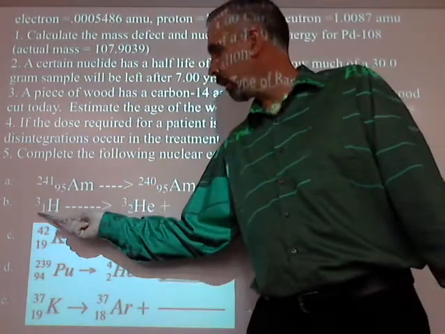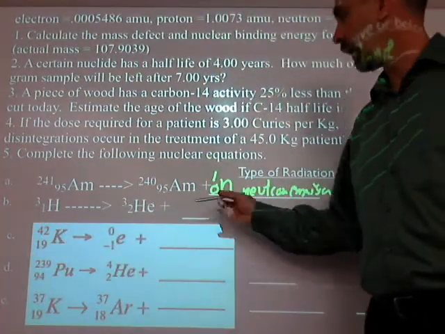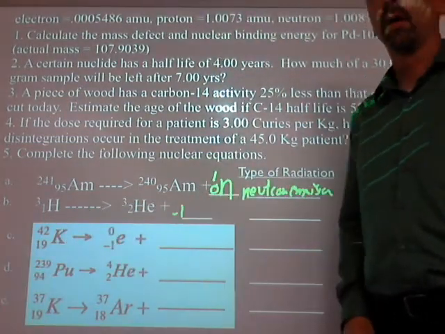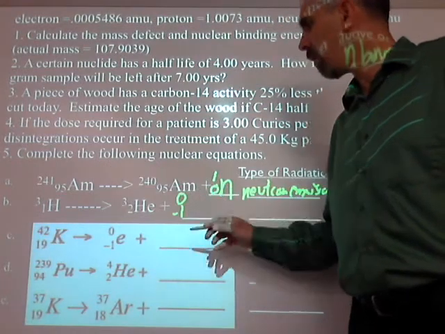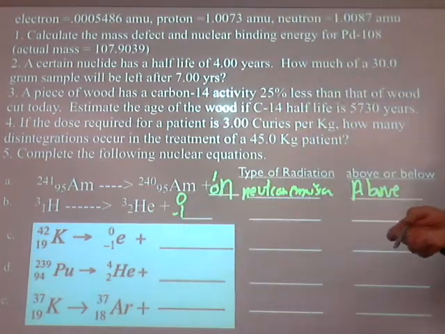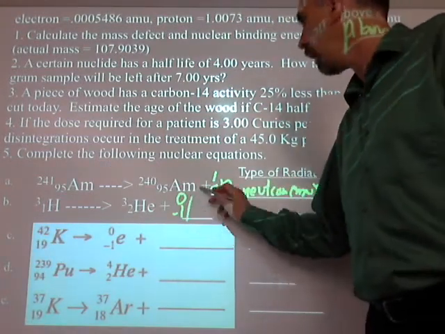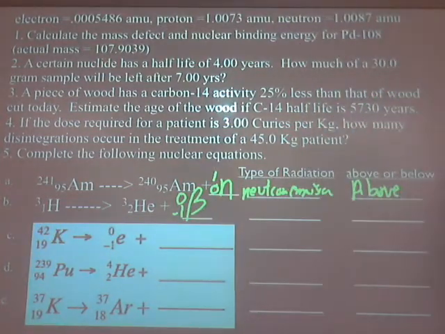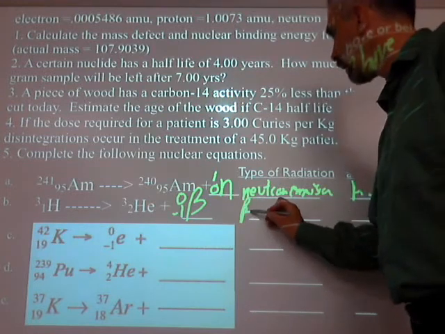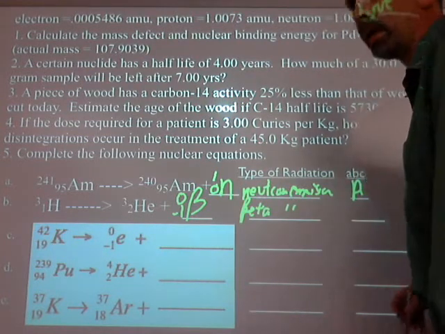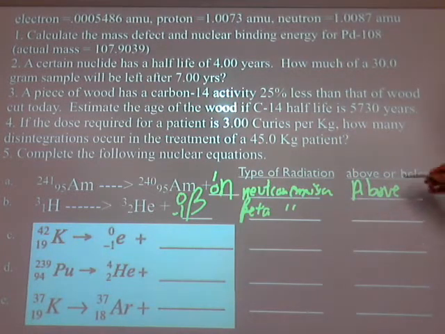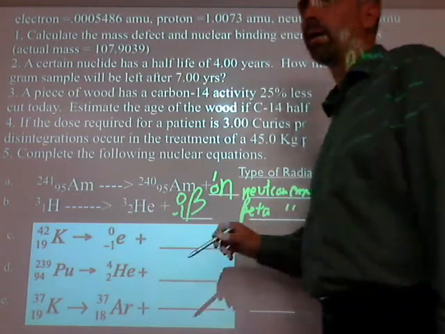I got a 1 here, but I've got a 2 there. I got to have a -1 there, don't I? 3 and 3 is a 0. What particle has a -1 for an atomic number and a 0 for the mass number? A beta particle, which is basically an electron ejected from the nucleus. So that's what this is, beta emission. Beta emission, right?